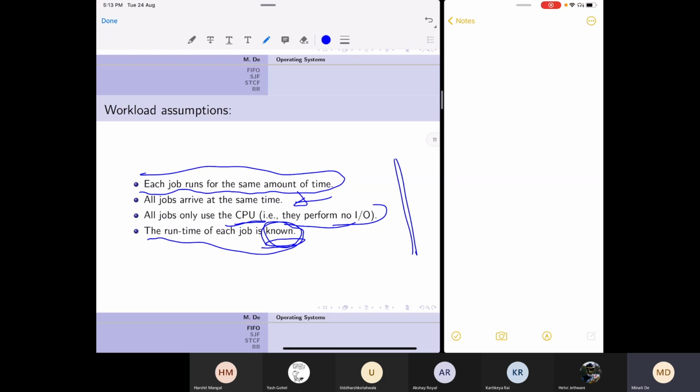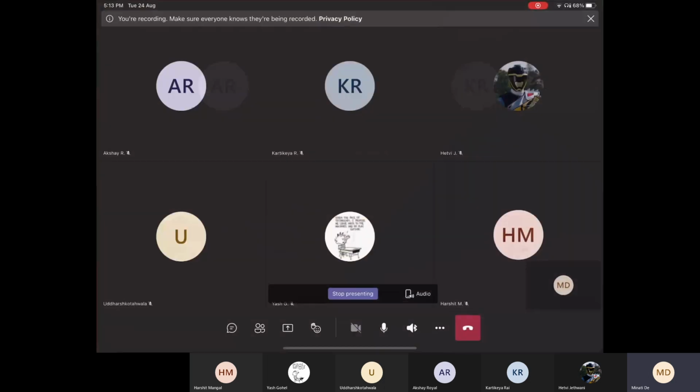Now the question is, if you have these assumptions, can you give me some algorithm or policy? Algorithm here means a policy for the scheduler. Can you tell me some policy for the scheduler?